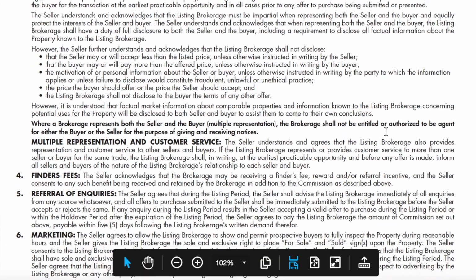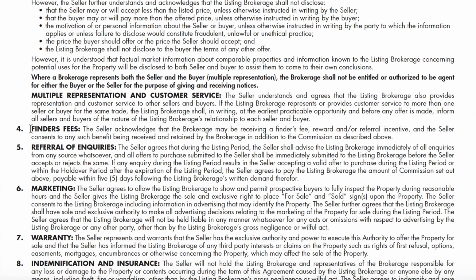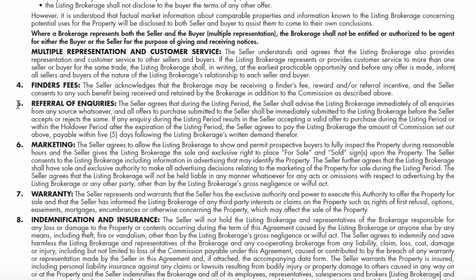Number 4, finder's fees. Bit of an older clause, but this provides consent for the salesperson to accept any finder's fees that, say, for example, a mortgage broker may offer them for a referral. Very rare. Number 5, referral of inquiries. This just means that the seller will advise us as the listing agent of any interest in the property that they should encounter. We are working together for the length of this contract to sell this property. All interested parties or offers get discussed and we work together.